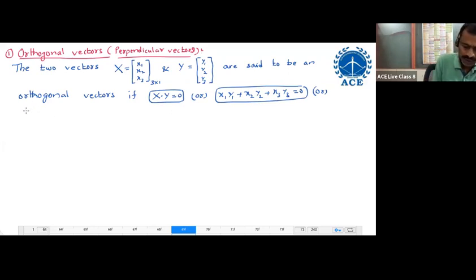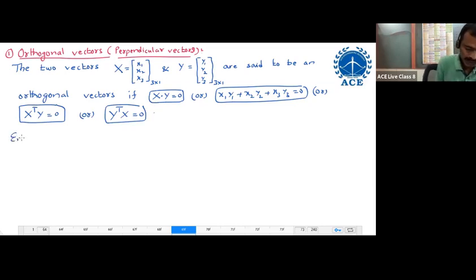In matrix theory, the condition is like this: x transpose into y equal to 0. Because these are 3 by 1 vectors, the output should be 0, a single element or a 1 by 1 matrix. To get a 1 by 1 matrix, for the first vector we take the transpose. So the transpose becomes 1 by 3, and 1 by 3 times 3 by 1 becomes 1 by 1, that is 0. Or if you take y first, then y transpose into x equal to 0. It is a condition for orthogonal vectors.